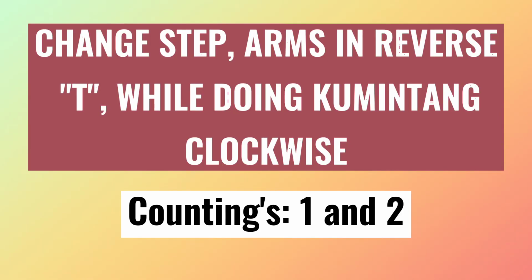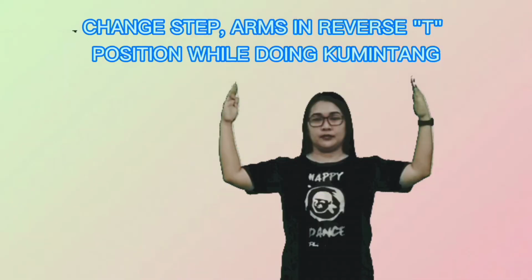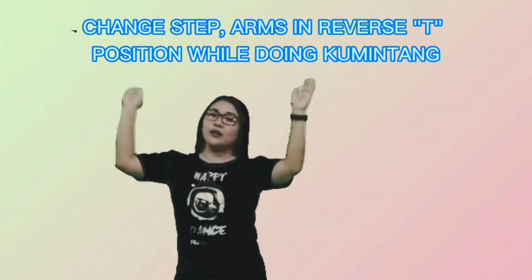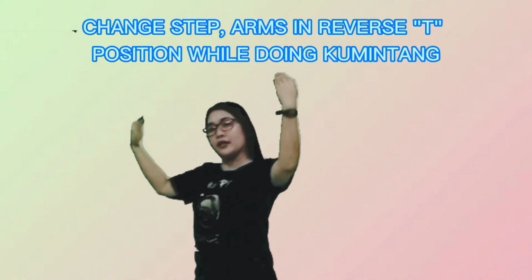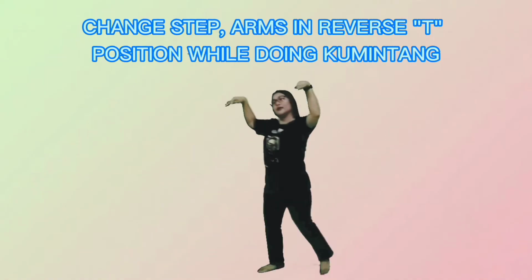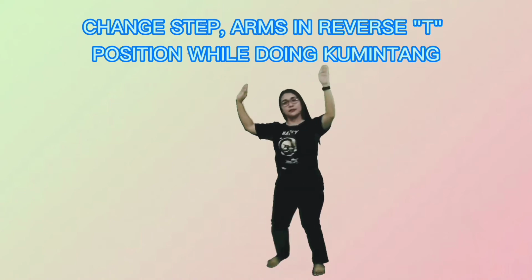Next is the change step, arms in reverse T while doing kumintang clockwise. Countings 1 and 2. Change step, arms in reverse T position while doing kumintang. 1 and 2, 1 and 2, 1 and 2.